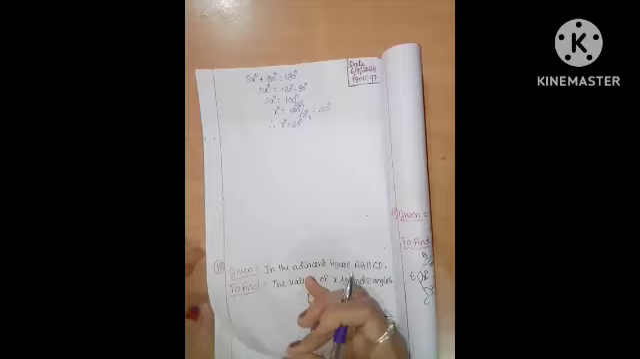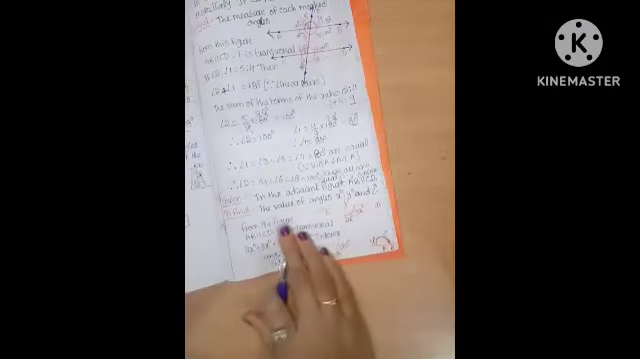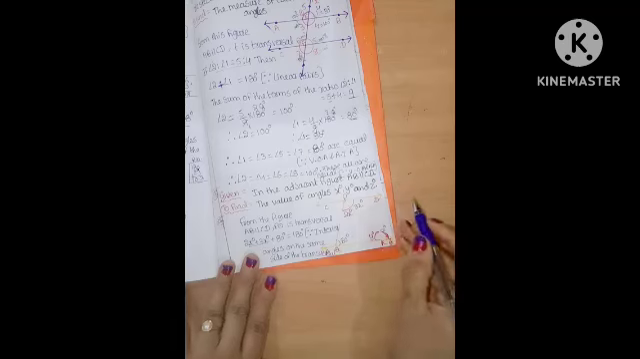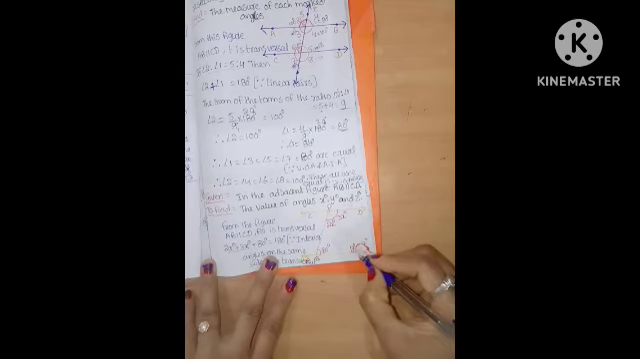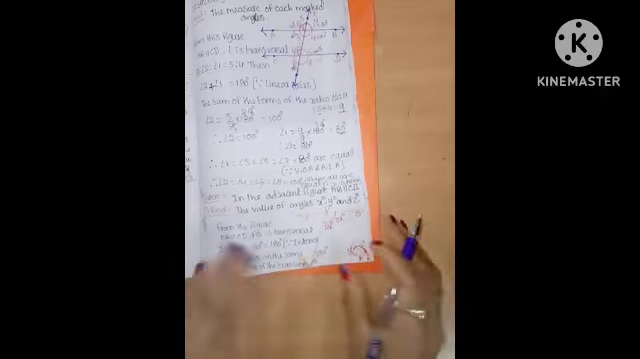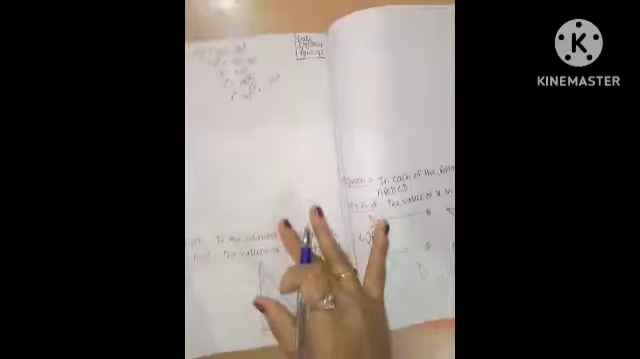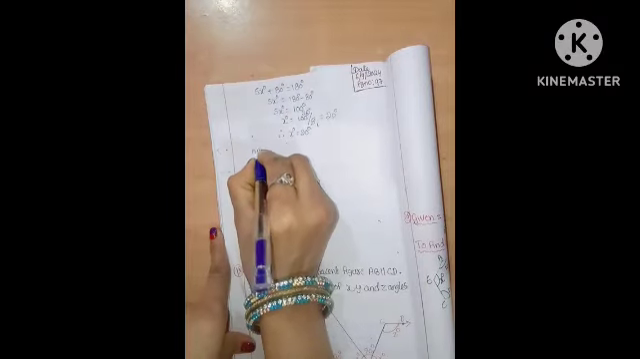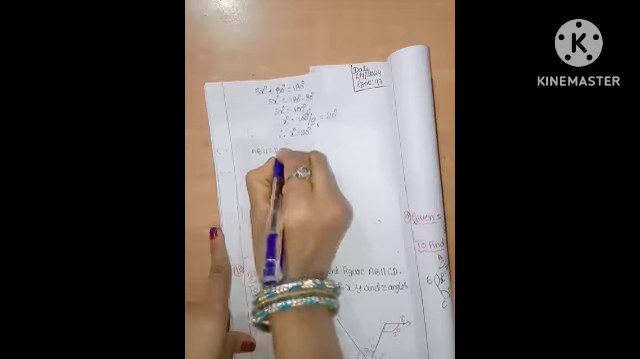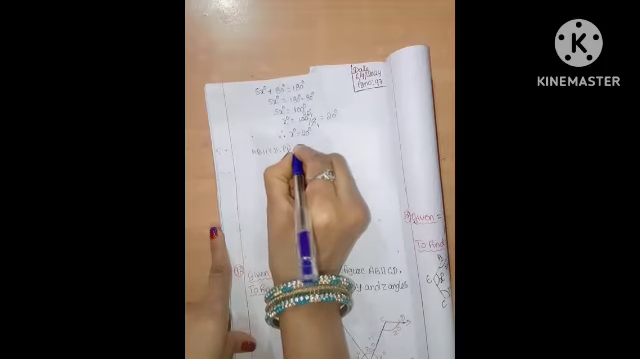Next, how do we calculate y degrees and z degrees? From this figure, how will you get y degrees? These two are equal because they are alternate interior angles. So AB is parallel to CD, and PR is the transversal.